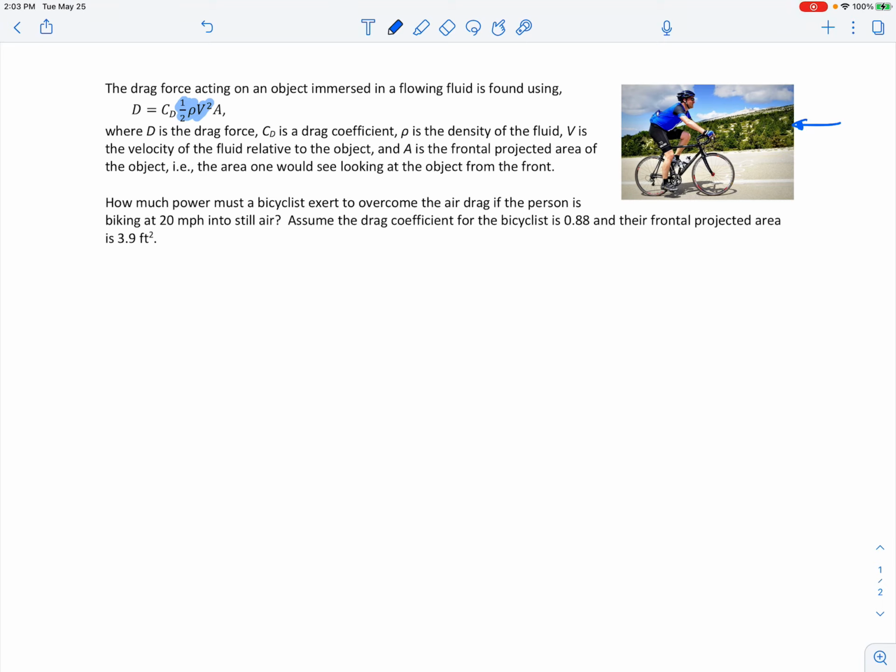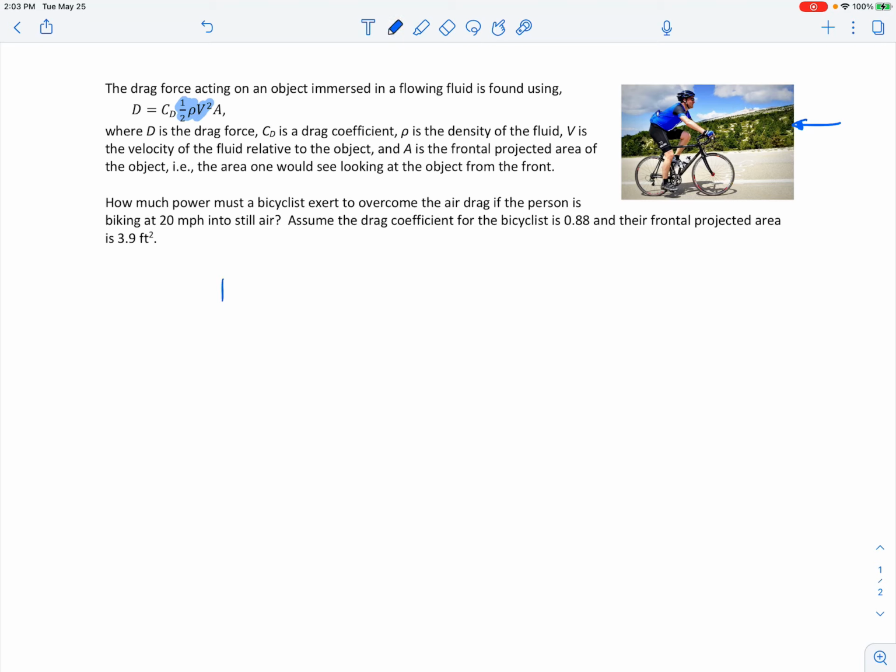And so what we want to know here is how much power must the bicyclist exert to overcome the air drag? And the person's biking at 20 miles per hour into still air. We're told what the drag coefficient is for the bicyclist. This would be found through some experimentation done elsewhere. And we're also told the frontal projected area is 3.9 square feet. You could perhaps find that by taking a photograph of the person from the front and then looking at the area that the person makes in that photograph. So let's find out the power then to do that.